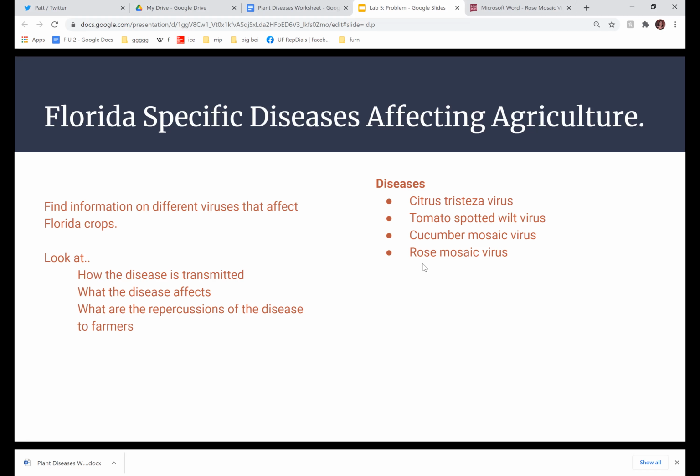The trees that are infected produce fruits that are green or misshapen or bitter, and they're unsuitable for sale as fresh fruit or for juice. The disease doesn't pose any real threat to humans or animals, but because it affects the taste, nobody really wants to eat those. So it has devastated millions of acres of citrus crops throughout the United States.